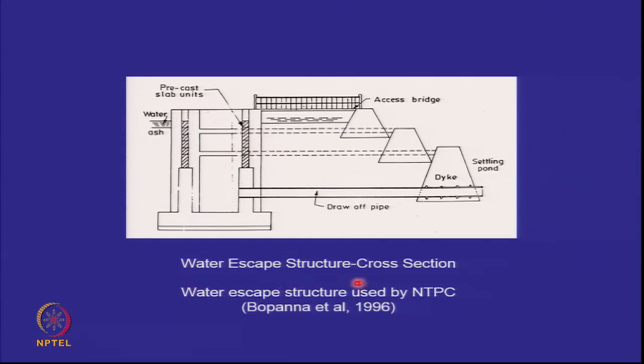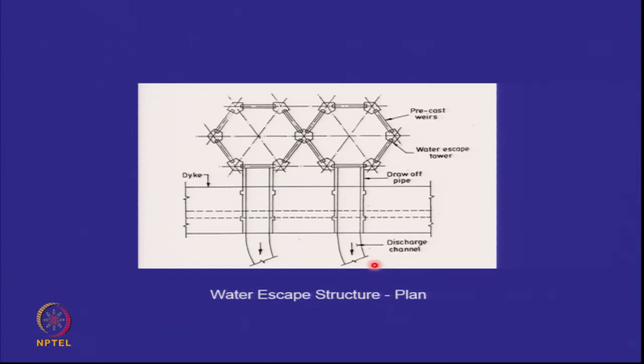So this is the water escape structure used by NTPC, and this is the dike. So below it the water escape pipeline is placed. These are twin structures that have been shown. So these are the precast panels which just keep on raising the weir height.